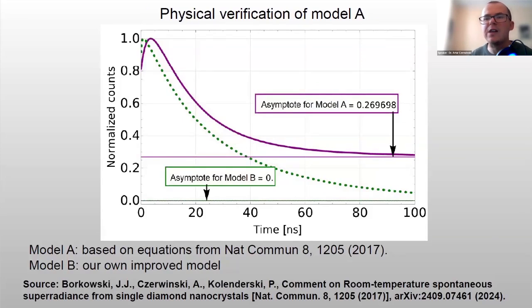That we have different asymptotes for those models, and the model based on Nature Communications actually gives a positive asymptote. So it means that the normalized photon counts from emission should go down to 0, and this is what we have in the case of model B, but we don't see it from model A. So actually this emission of photons still happens even when time goes to infinity, yeah? Which is obviously a physical problem because it does not agree with what we expected as physicists.